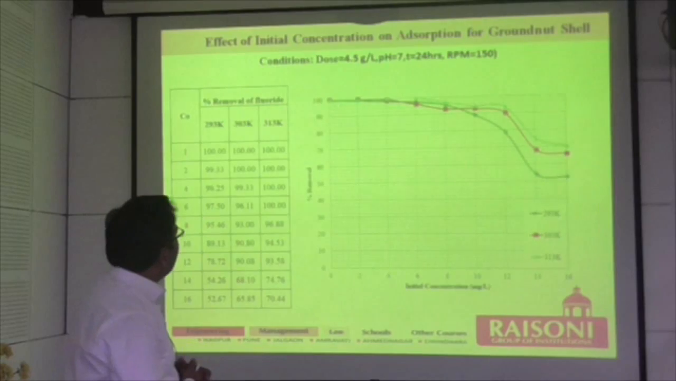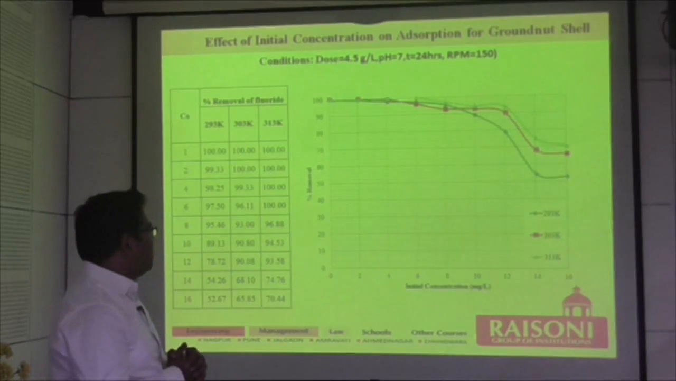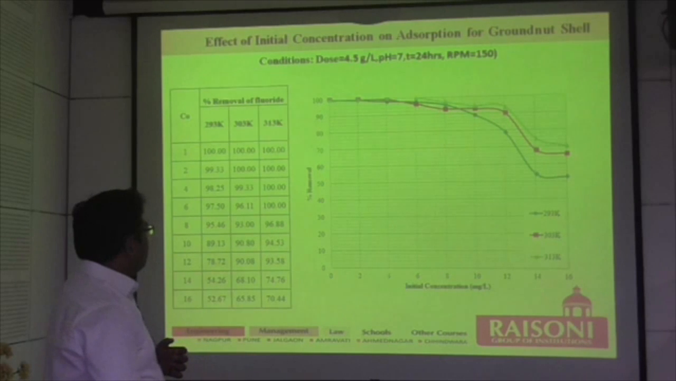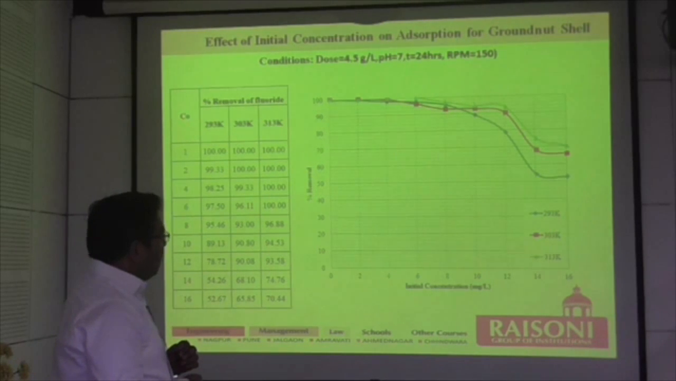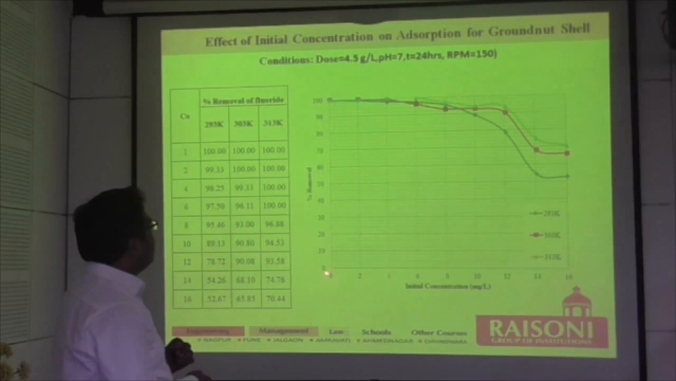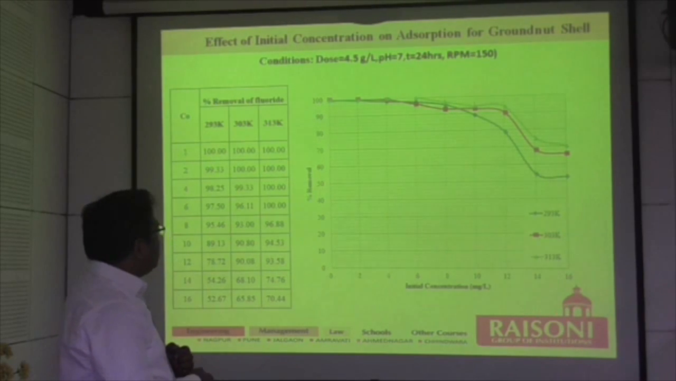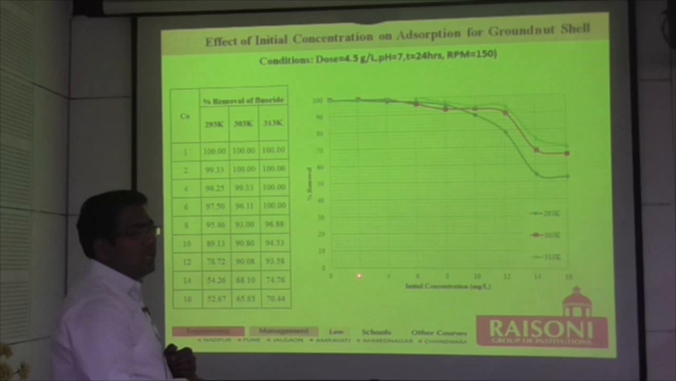Then next, effect of initial concentration on adsorption for a groundnut shell. Here we can see the plot is plotted between initial concentration and percentage removal. If initial concentration increases, the uptake will also increase, and hence the percentage removal decreases.